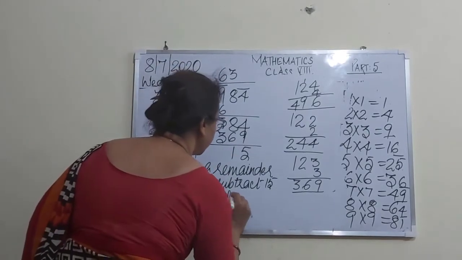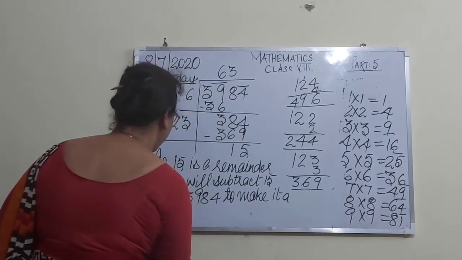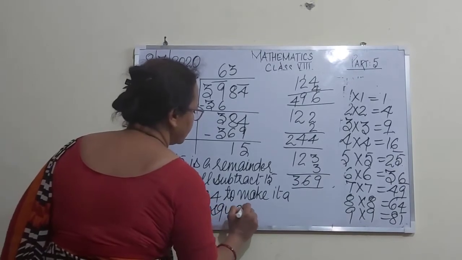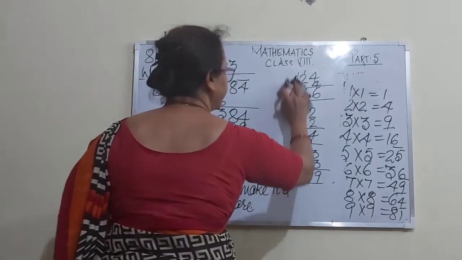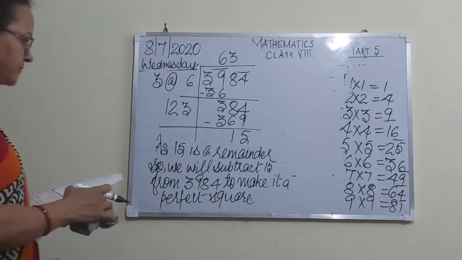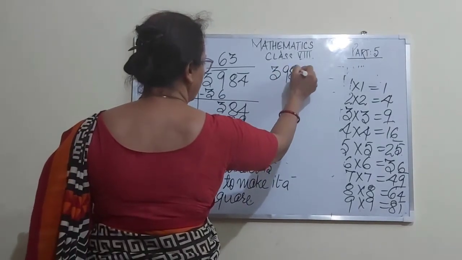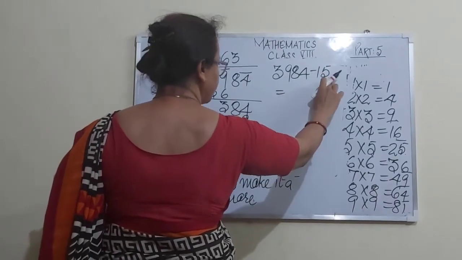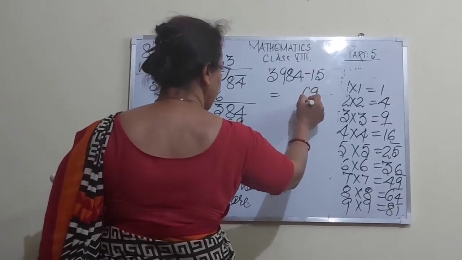To make it a perfect square. That's right, so we will subtract. Have you noted down? Note down, students. Now we have to subtract 15 from 3984. What will we get? 14 minus 5 is 9. Here 7 minus 1 is 6.